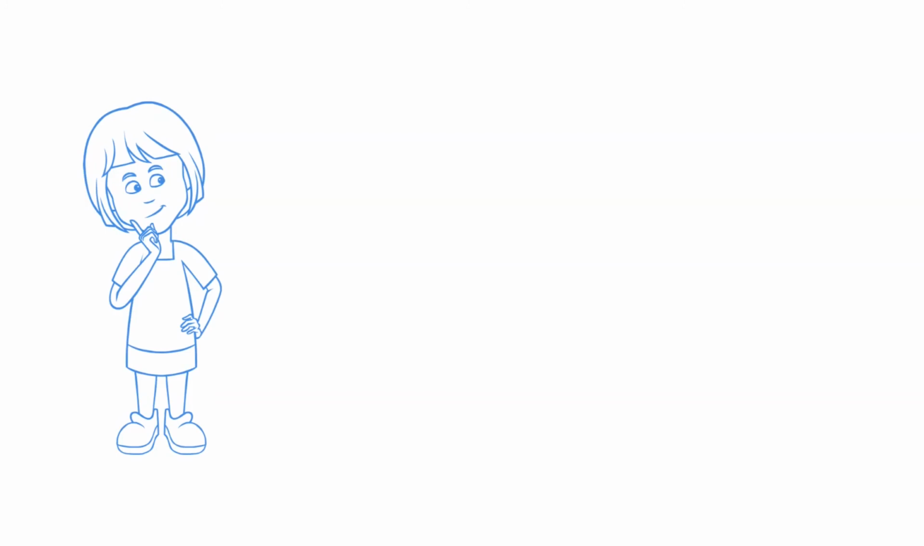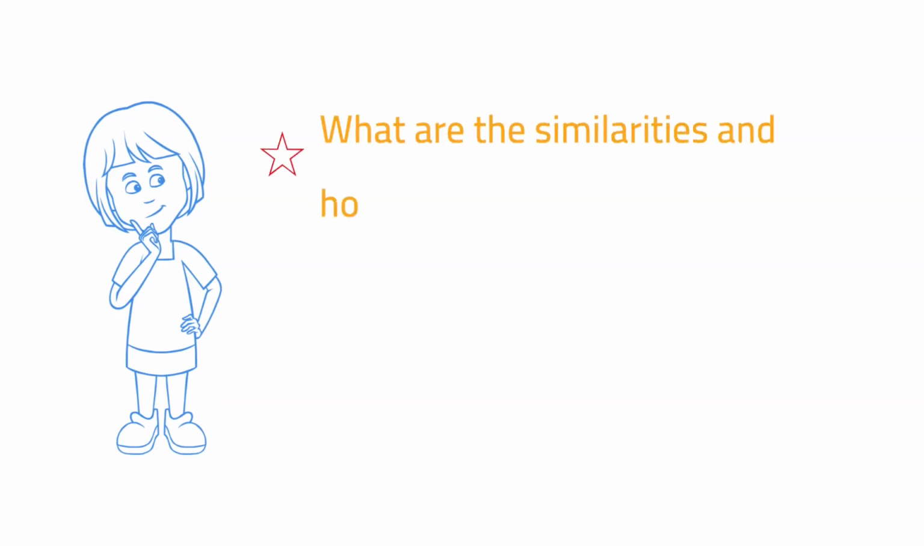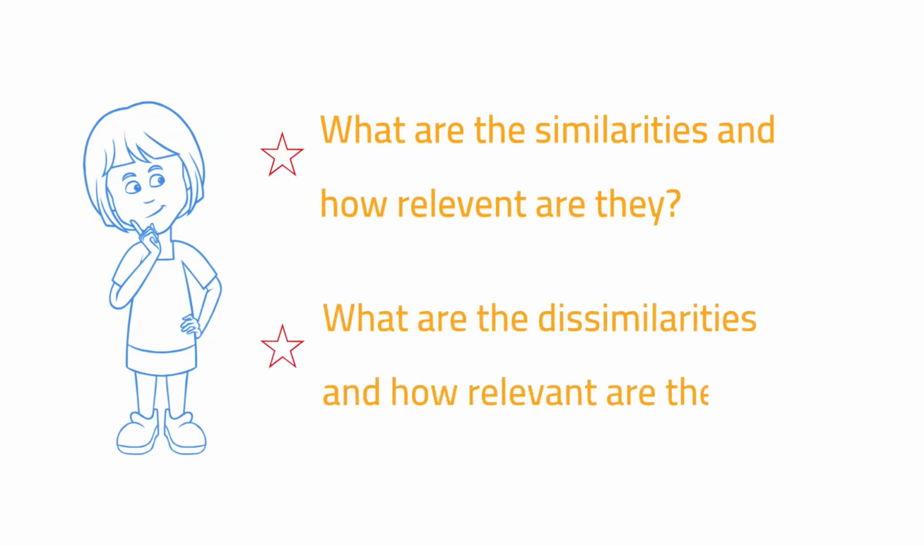So how should you deal with it? When you see an analogy used in an argument, ask yourself, what are the similarities and how relevant are they? What are the dissimilarities and how relevant are they? If it is too weak to support the conclusion, then you likely have a false analogy.